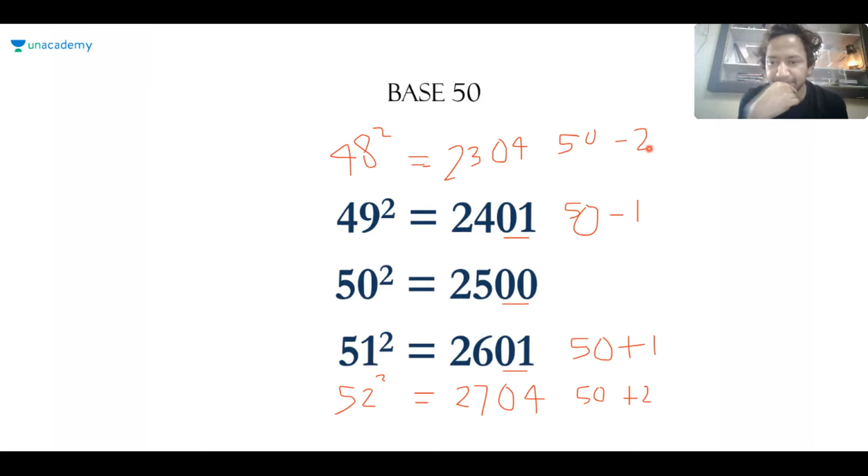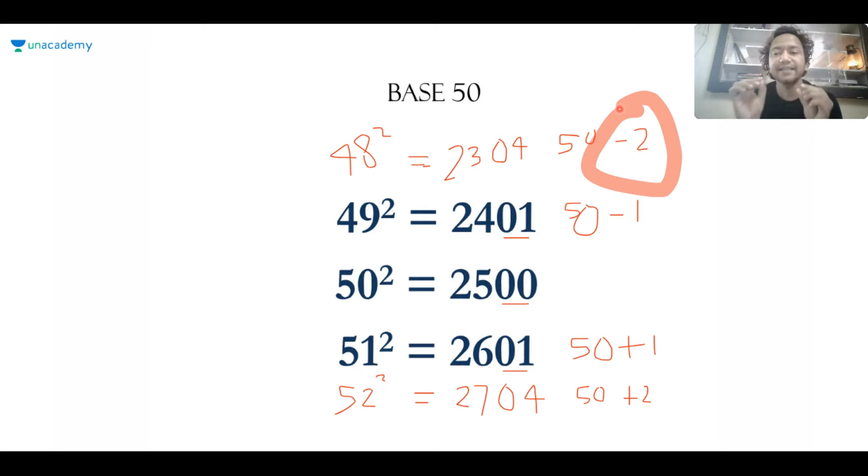Is that understood? Priyadarshini, I'm repeating. See, the last two digits are nothing but the squares of the excesses. Like in 51, the excess is plus 1. In 52, the excess is plus 2. In 49, the deficit is minus 1. In 48, the deficit is minus 2. So what is happening over here? We are calculating the square of the excesses or the deficits, and we are placing it over here.